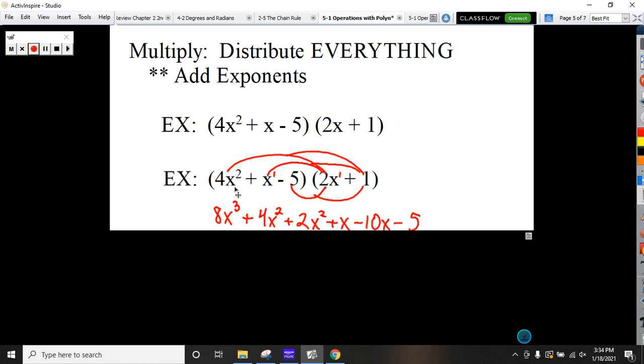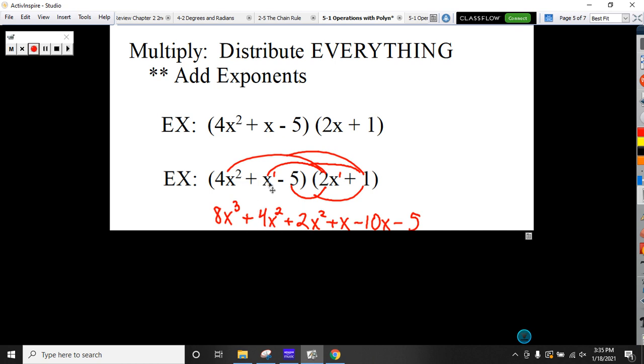So we take 4x squared times 2x, so we take 4 times 2, that's where the 8 came from, so you multiply the numbers in front. But if you take an x squared times an x, usually if there's no exponent, there's a 1, so sometimes I write that in, so we're going to add the exponents. So x squared times an x becomes x to the third power. So that's the 4x squared times the 2x. Then we also take 4x squared times 1, which is just 4x squared. So that's where this term came from.